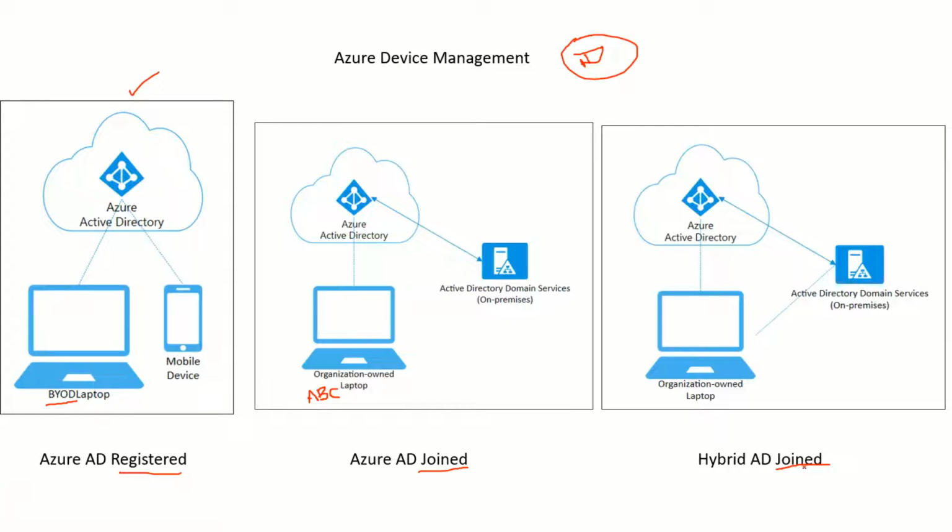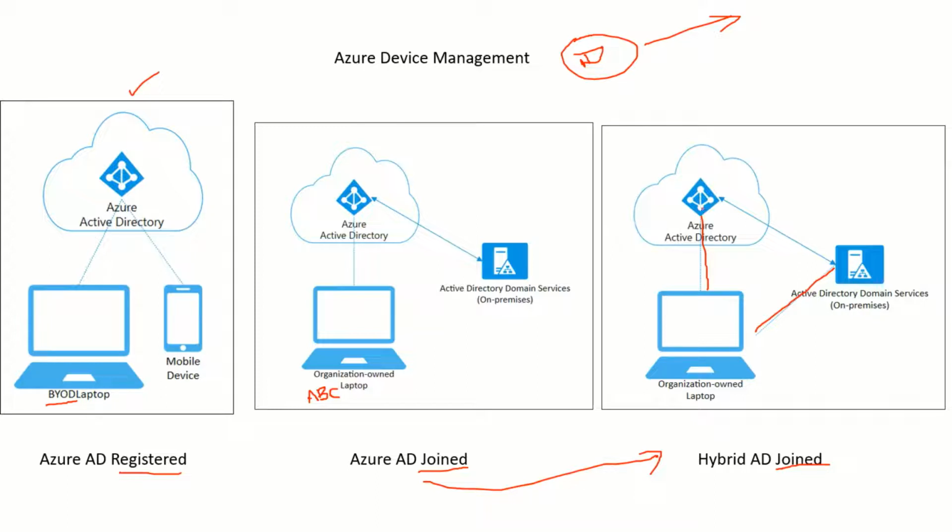Okay, and hybrid AD join is when the device is joined to both the on-premises domain as well as Azure AD. When the device is joined to both AD environments, that is called hybrid AD join. You can see here, this picture represents that. The organization-owned laptop can be Azure AD joined as well as on-premises domain joined. So those devices are called hybrid AD joined devices.